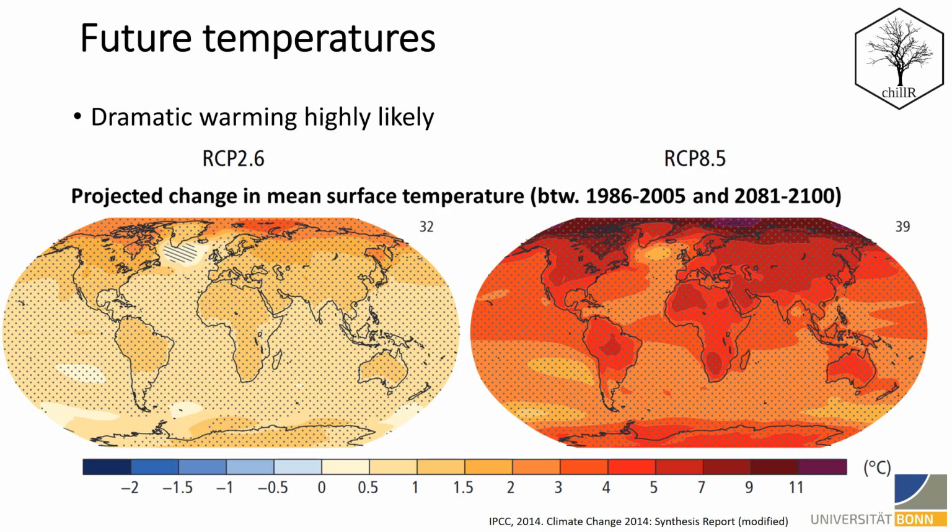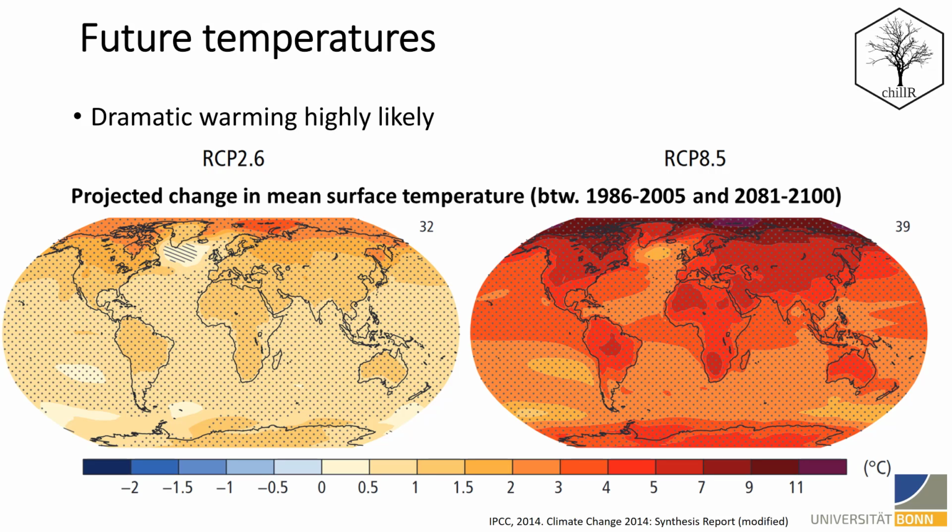Basically, you see no blue in this map on either side. You see lots of orange, a bit of yellow only, but mostly orange, red, and dark red. And this basically means warming, and on the right side here, severe warming. And this is warming between the period 1986 to 2005 and 2081 to 2100, so by the end of the 21st century.